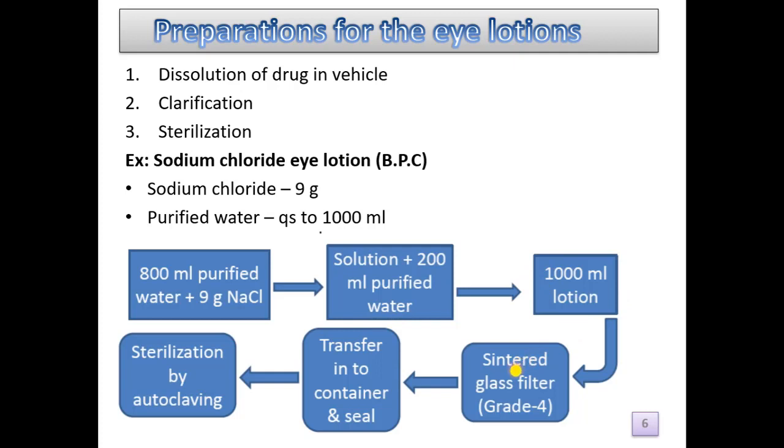After that comes the second step, clarification. So we have to filter it. For filtration we use a sintered glass filter of grade 4. After that we transfer it into the container and seal it. And after that there will be sterilization by autoclaving.